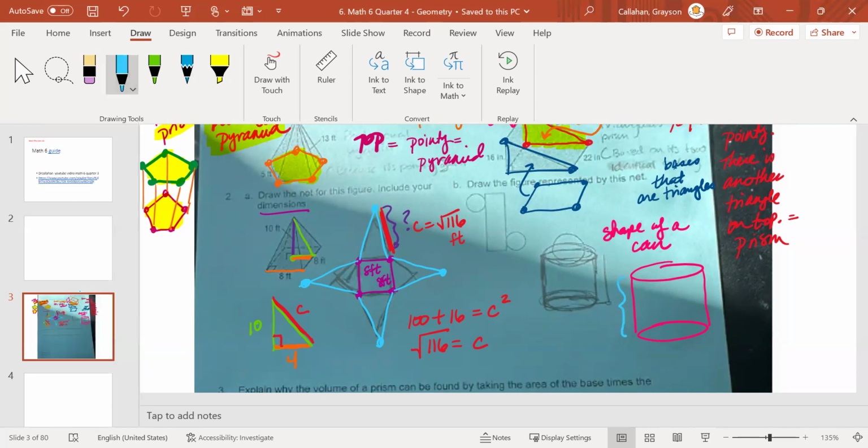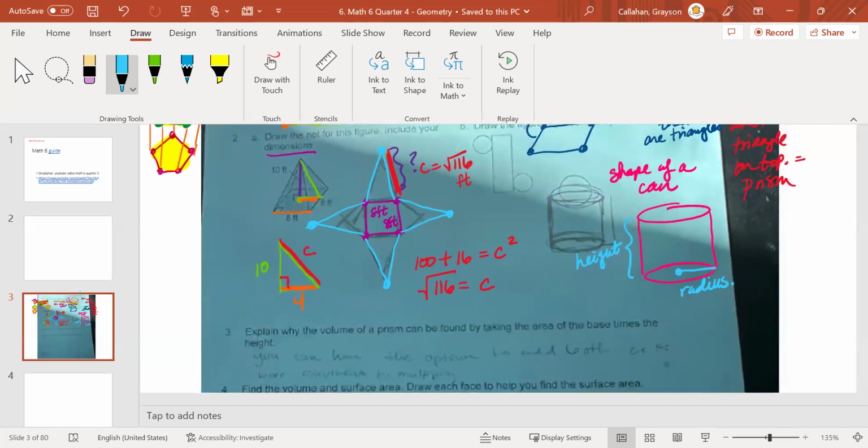What is this thing called? Height. And what is this thing called? Radius. You need to have those two things to find the surface area and also for the volume. Okay, so that's where I'm going to label it. Did you label it?